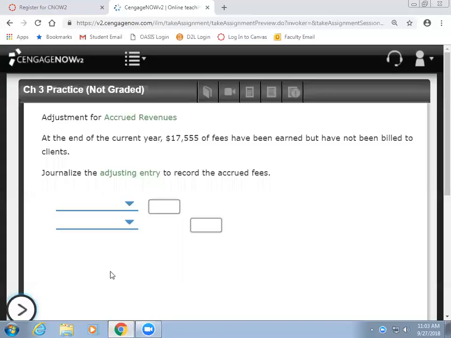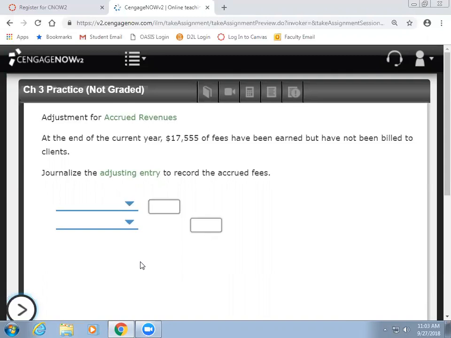Okay. So let's look at some examples here in Chapter 3. Again, we're dealing with adjustments. There's 4 main types. You have accrued revenues, accrued expenses, deferred revenues, and deferred expenses. So those were our 4 main types that we were dealing with. And accrued revenues are revenues that we have earned and we just haven't actually recorded them yet, okay?